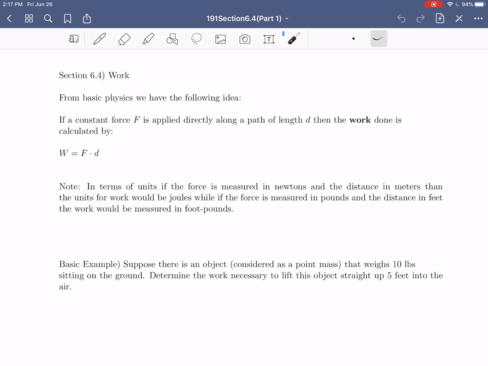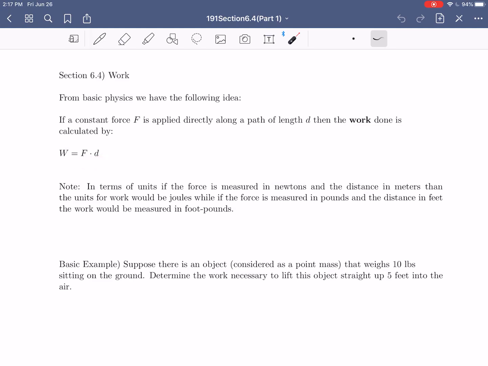We'll lay down some of the fundamentals from physics, and then we'll see how integration can help us here. So from basic physics, we have the following idea. If you have a constant force, F, applied along a path of length d, then the work done is calculated by simply taking the force times the distance.